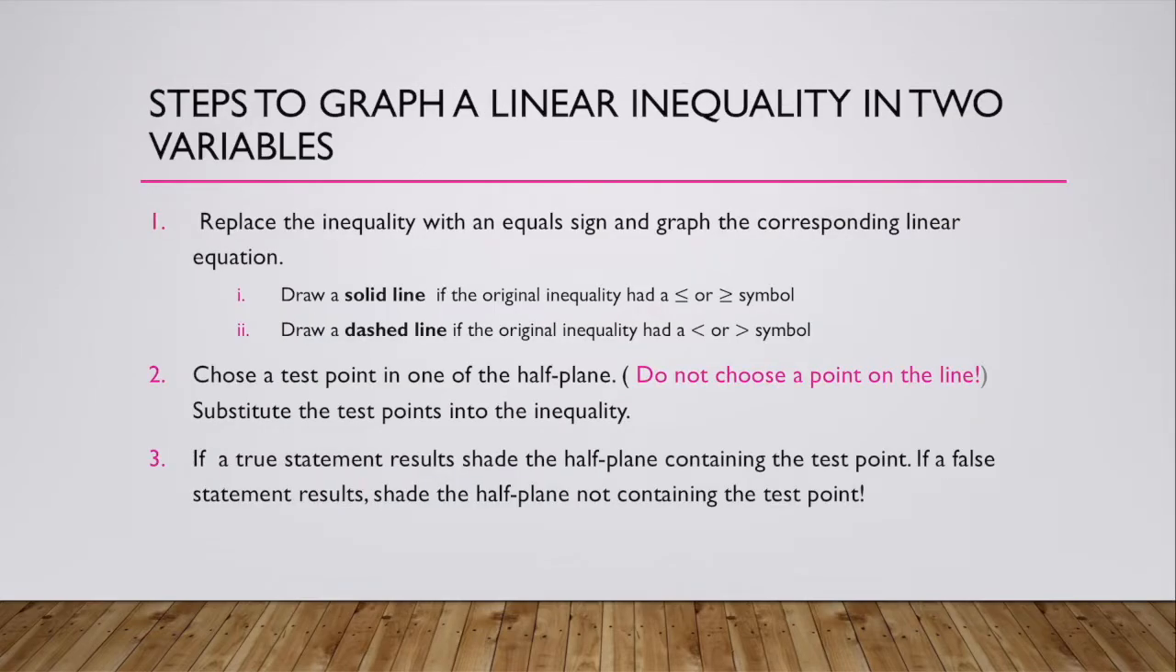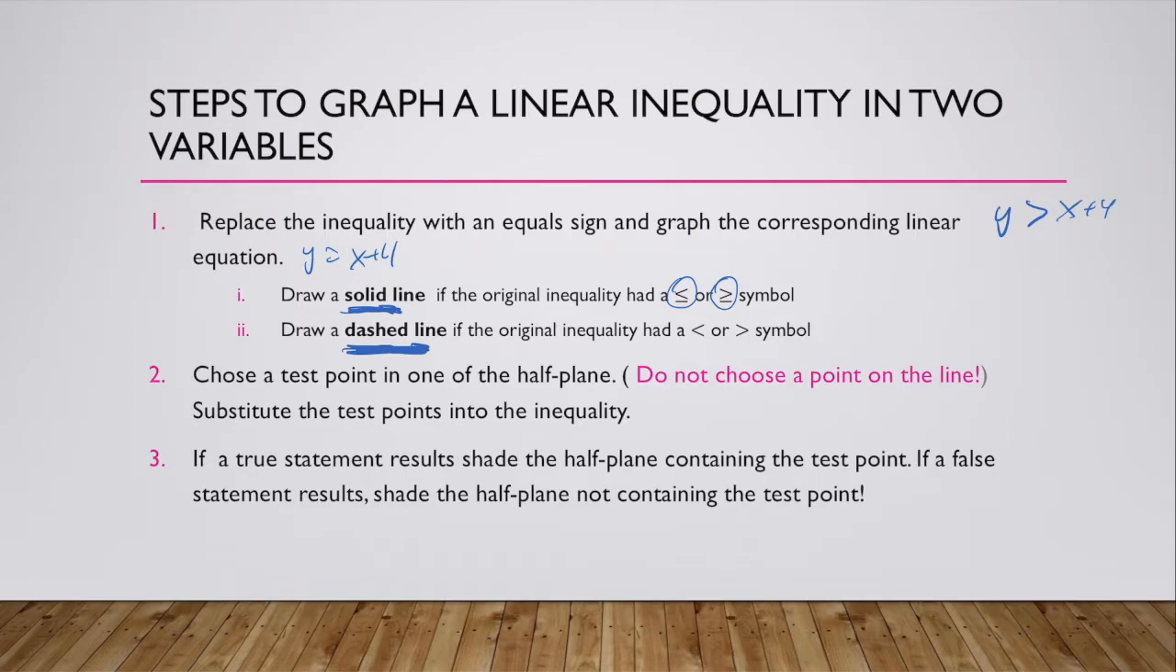So how do I graph a linear inequality in two variables? First, you're going to graph the corresponding linear equation. If I had y is greater than x plus 4, I'm going to graph y equals x plus 4. When I graph that line, it's going to be a solid line if it's less than or equal to or greater than or equal to. Remember when we were graphing on a single number line, that means our endpoints are included. Well, this means the points on our line are included. We're going to draw our line with a dashed line if I have less than or greater than. Next, you're going to choose a test point in one half of the plane that's not on the line.